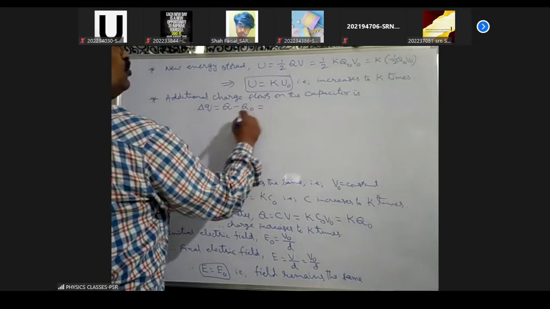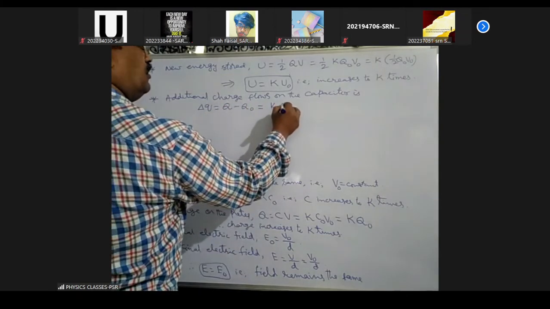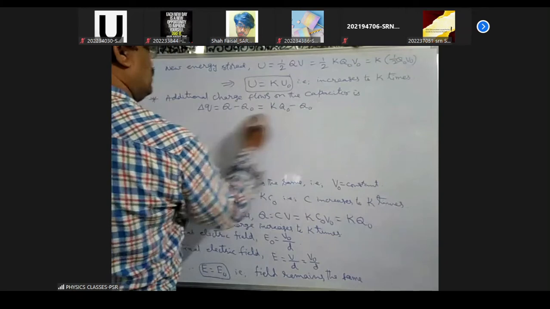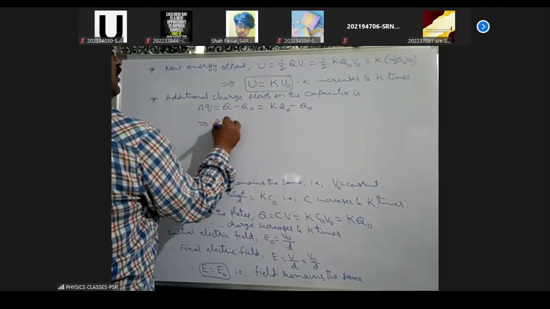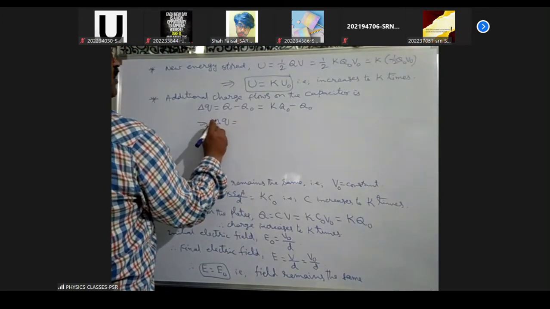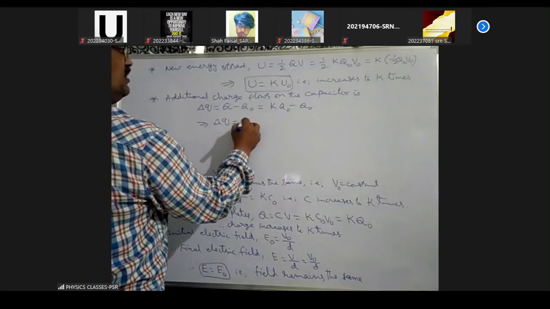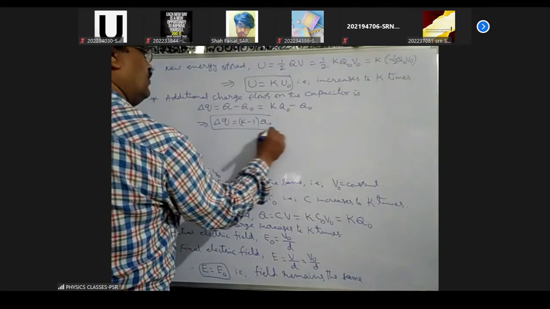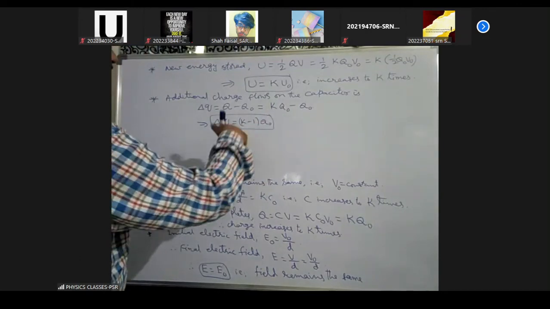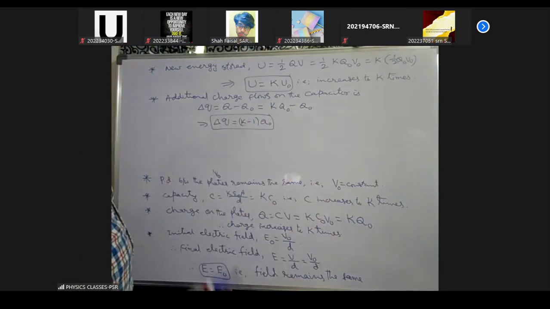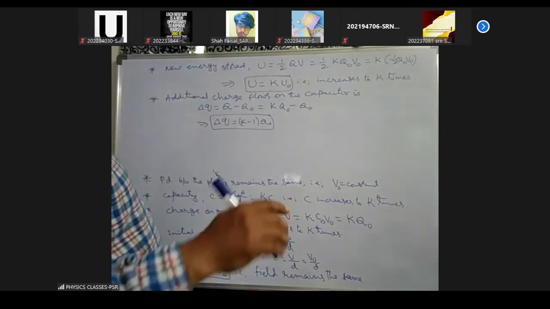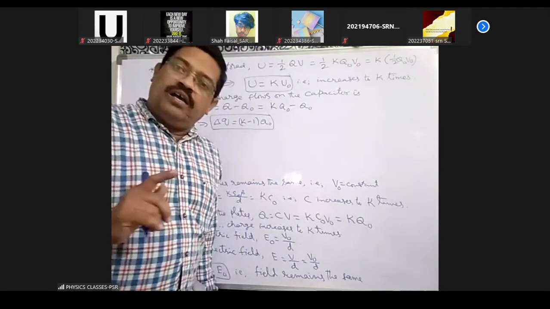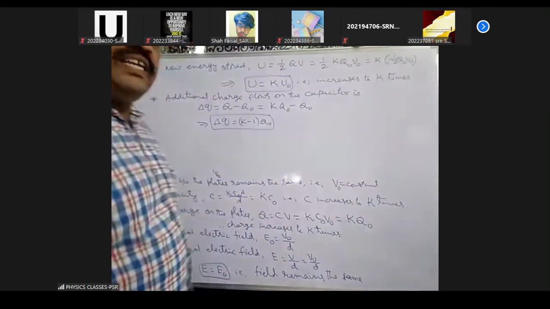Which is equal to Q is KQ naught minus Q naught. This implies additional charge flows onto the capacitor plates is K minus 1 into Q naught. So to add this additional charge, work should be done by the battery in sending the additional charge.